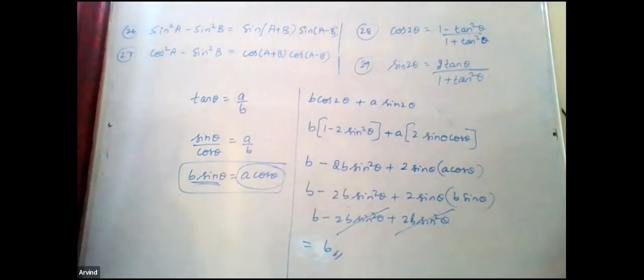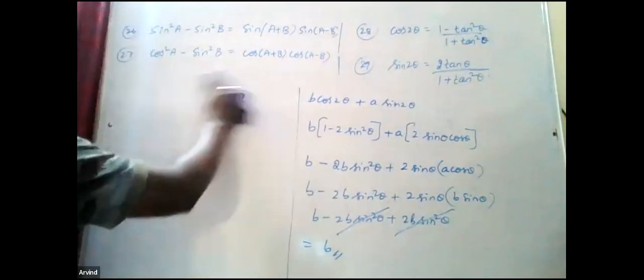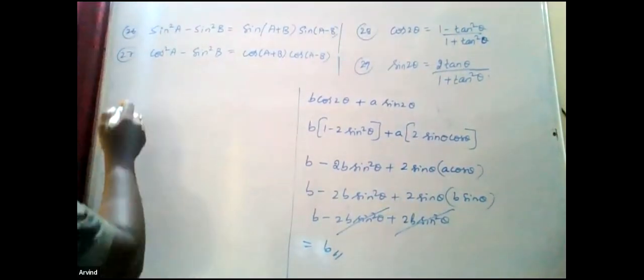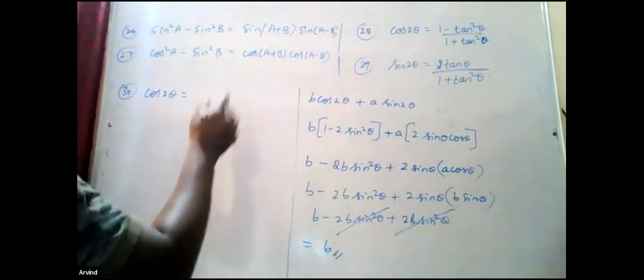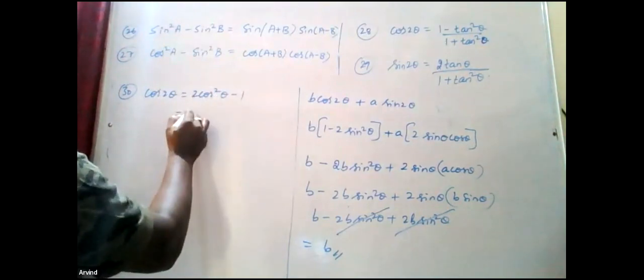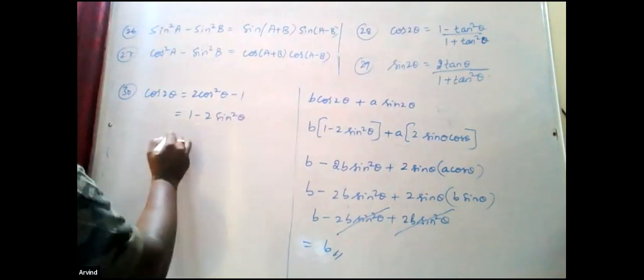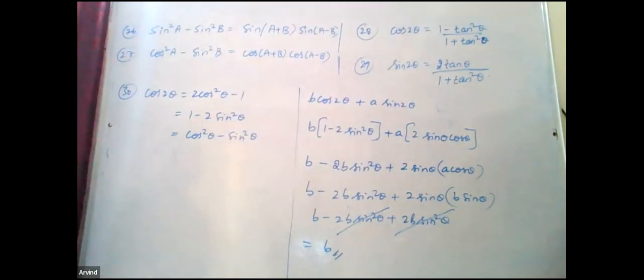So b cos 2 theta plus a sin 2 theta, b into 1 minus 2 sin square theta. I've just used the formula. If you don't know the formulas, I'll give the other things also here. The formulas for cos 2 theta. Cos 2 theta is actually equal to 4 things. First one is 2 cos square theta minus 1, or it is also equal to 1 minus 2 sin square theta. It is also equal to cos square theta minus sin square theta. From this we will derive a few more formulas.